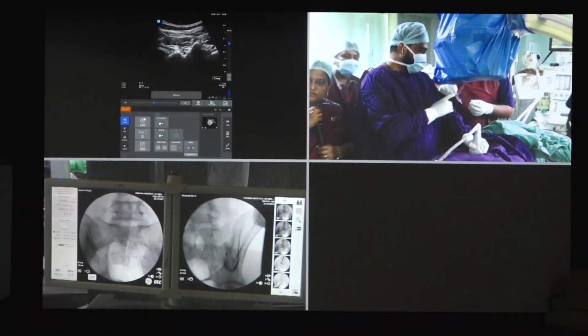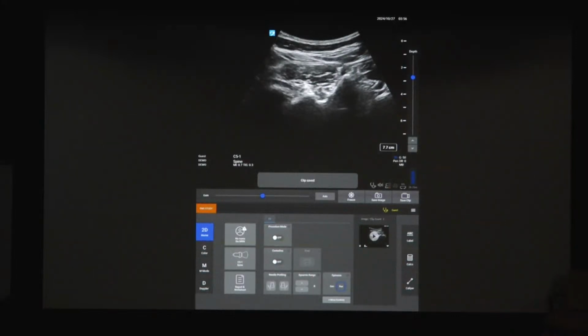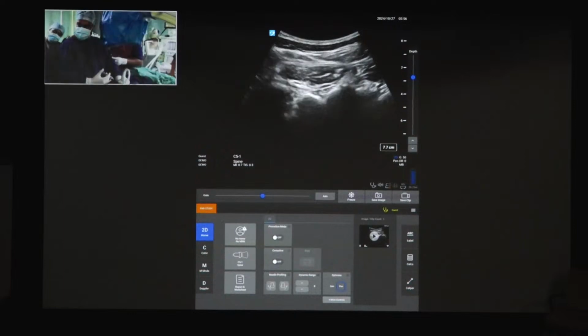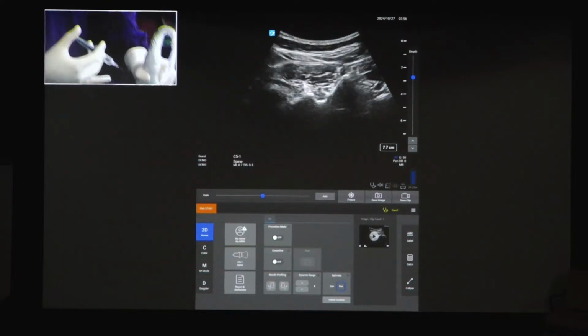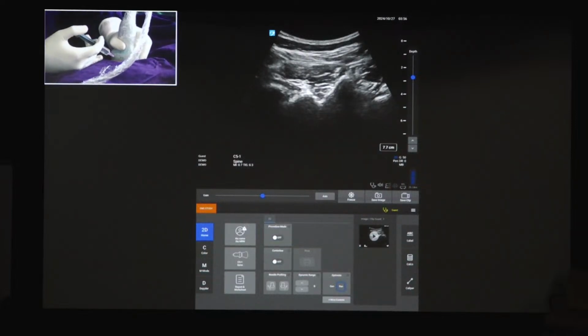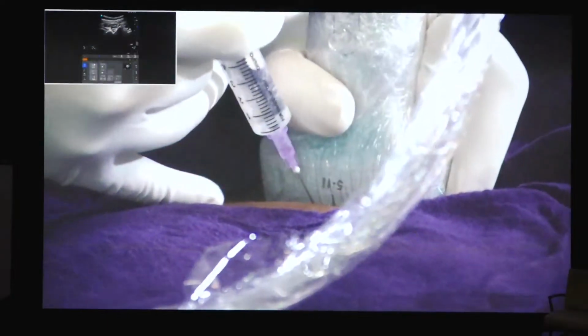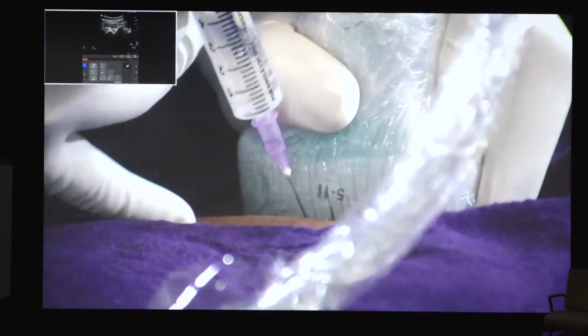So I'll give local anesthesia. I'll be doing this out of plane. What we are doing is we're just giving local anesthesia, and then we'll put the spinal needle. Once we are at the location, we will confirm it with the fluoroscopy. So we cannot do this procedure only with the help of ultrasound. So I'm just giving local anesthesia now.